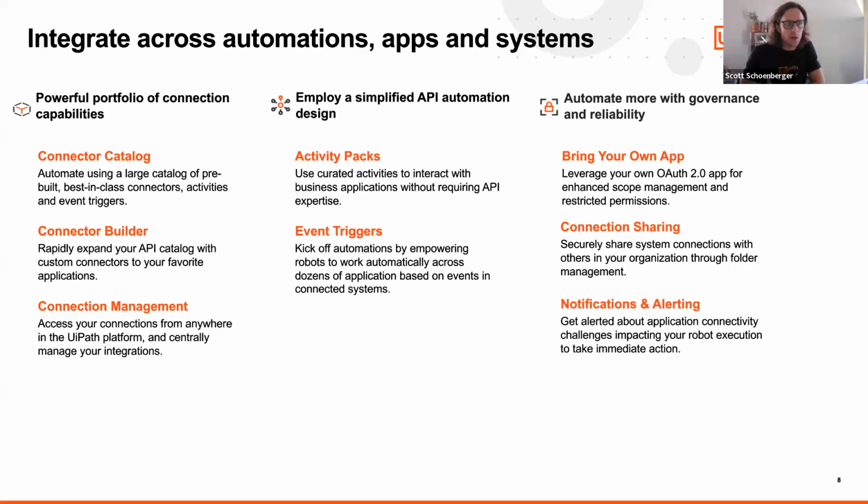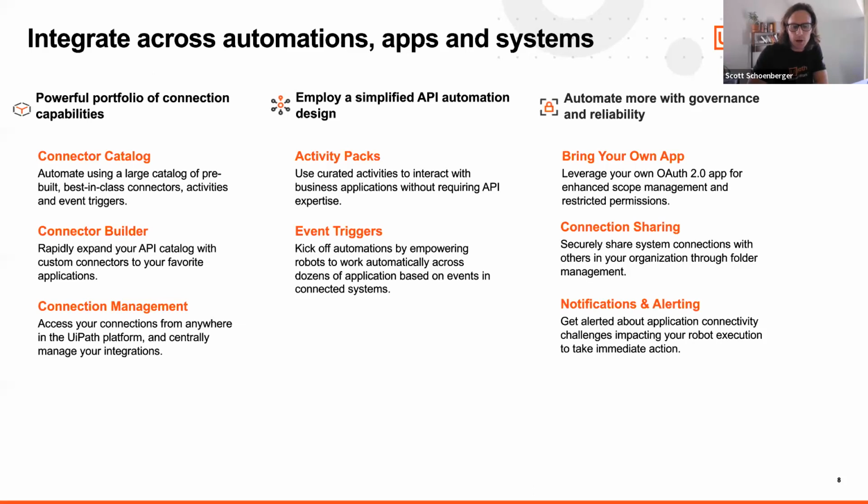Connection sharing. So again, being able to securely share those connections across your tenant is a huge benefit. And then finally, we just released a notifications and alerting feature. What we're doing in the background is ensuring that the connection stays up to date using refresh tokens. We handle that all programmatically. But in the event that a connection does go stale and fails, we identify that and send an email to everybody who's associated to that tenant.